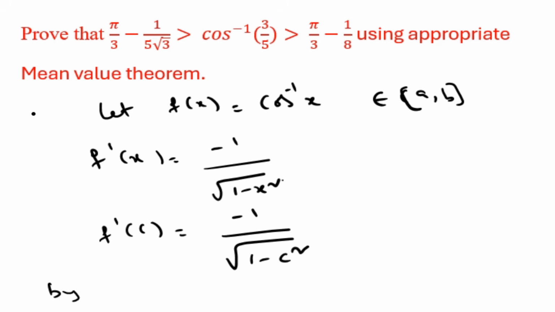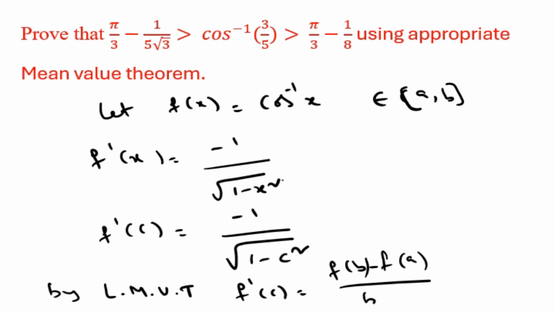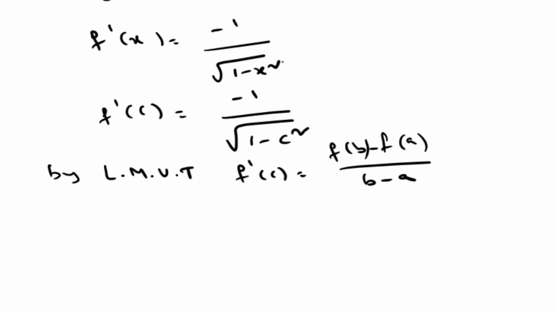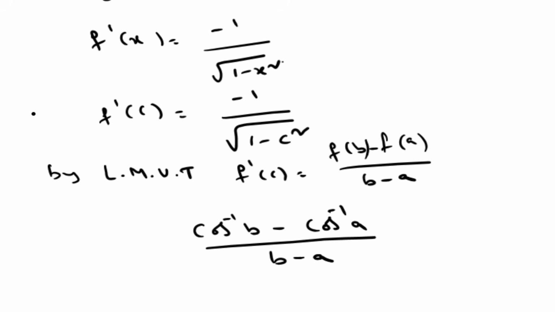Then by Lagrange's mean value theorem, f dash of c is equal to f of b minus f of a by b minus a. Since the value of f of b minus f of a by b minus a is cos inverse b minus cos inverse a by b minus a. This is equation number 1. This is f dash of c.